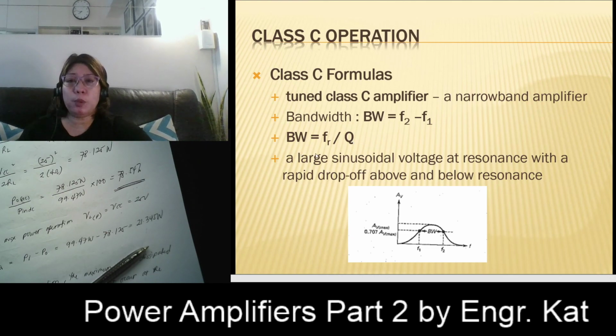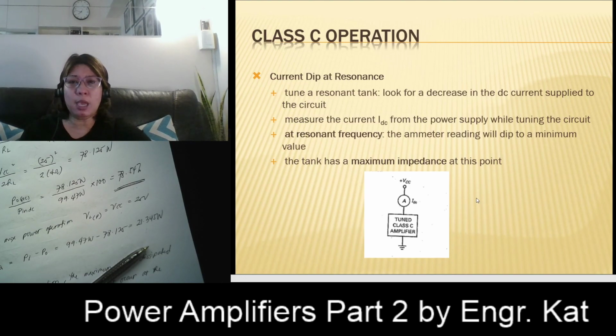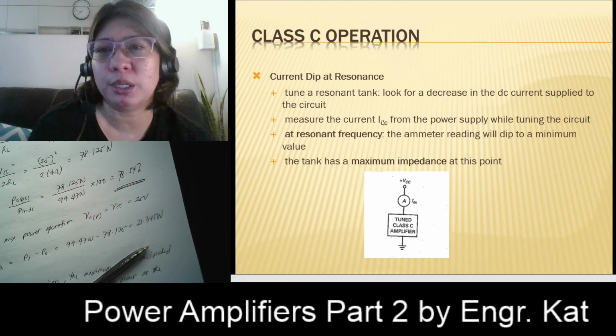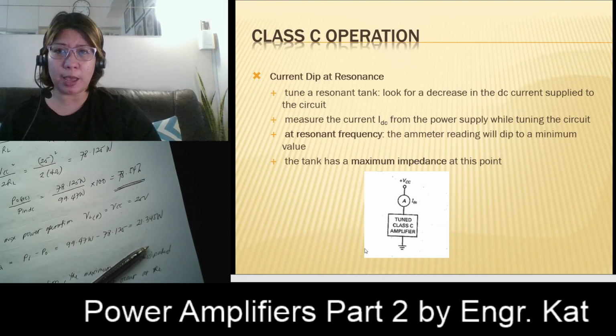So the bandwidth is inversely proportional to the quality factor. When your Q is high, that means you have a narrowband filter, because when your Q is high, your bandwidth is low. But when your bandwidth is high, that means you have a low quality factor, or you have a wideband amplifier. So a large sinusoidal voltage at resonance with a rapid voltage drop above and below your resonance. So we have a current dip at resonance for a tuned Class C amplifier.